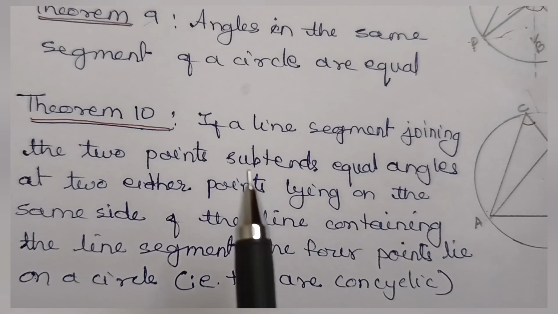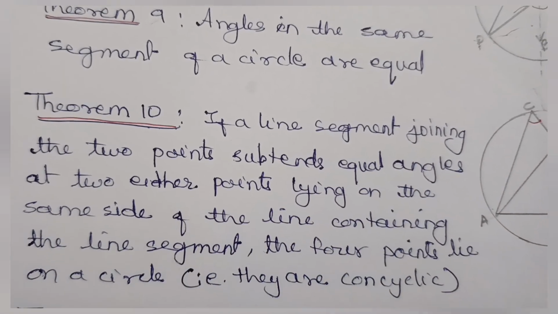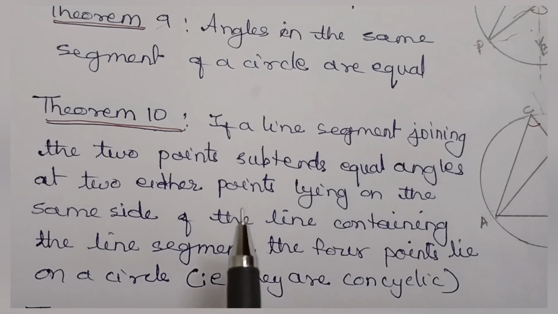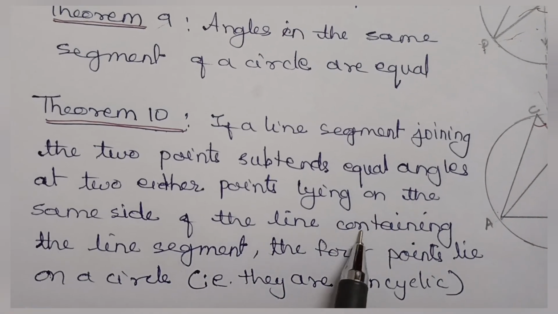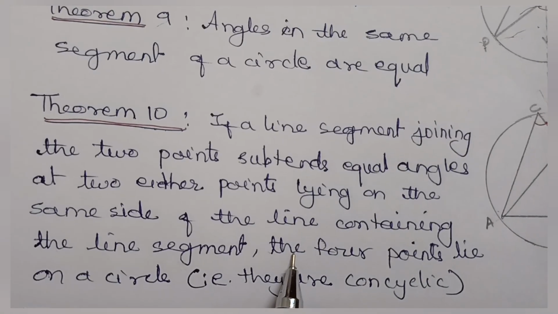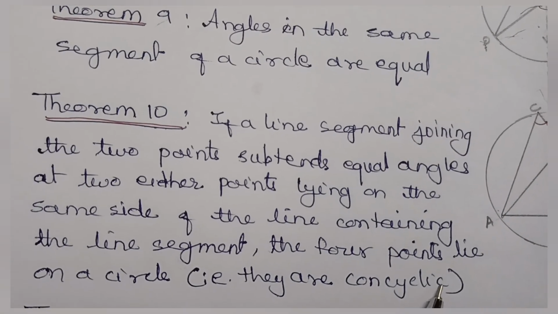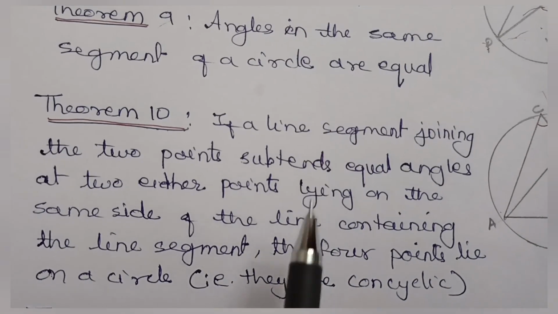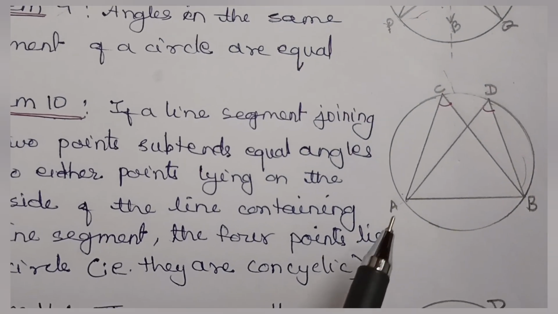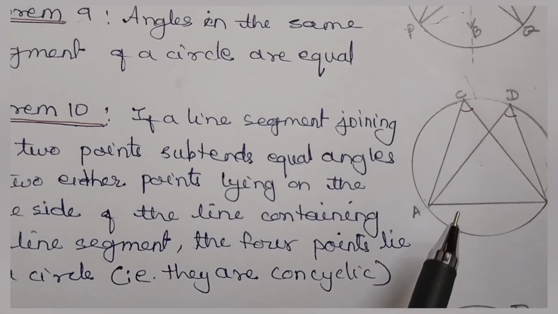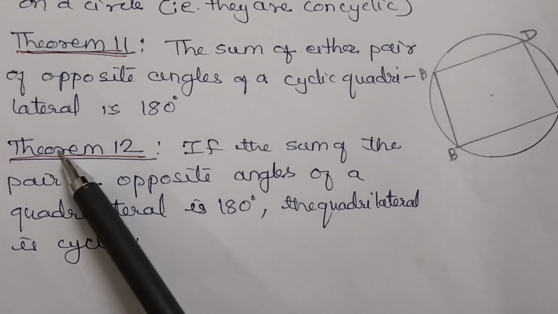In the same way, theorem 10. If a line segment joining two points subtends equal angles at two other points lying on the same side of the line containing the line segment, the 4 points lie on the circle; they are concyclic. This is the same, explained in other words. The 4 points lie on the circle. They are concyclic.